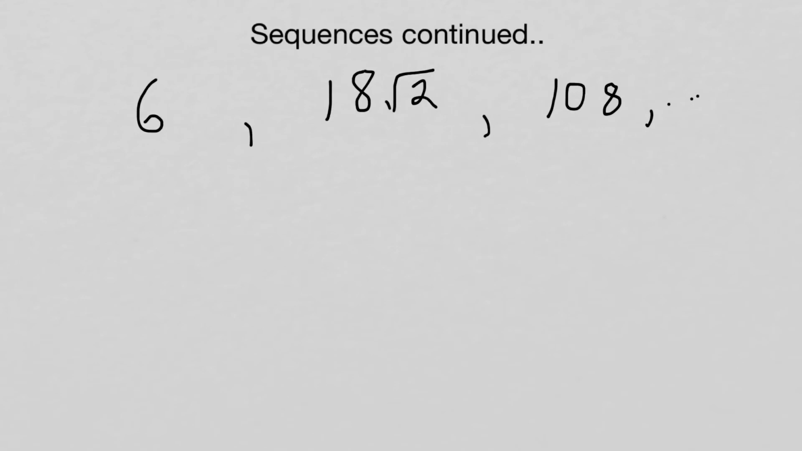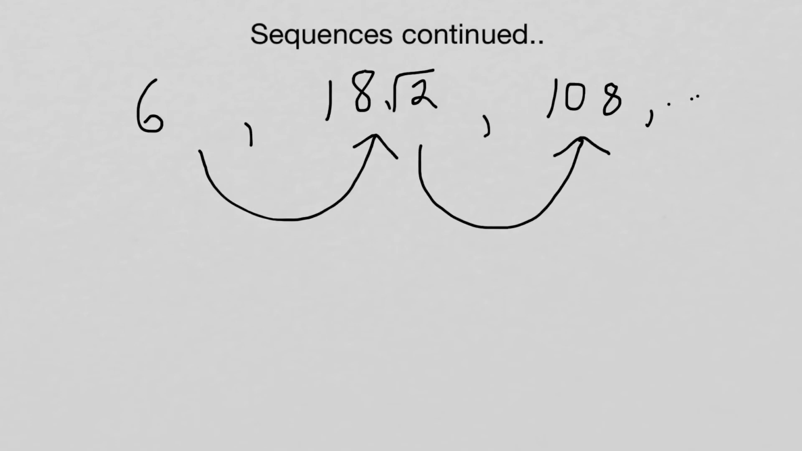All right, here's another one of those nasty square root problems. So we've got 16. The next one is 18 square root of 2. Then we go from there to 108. So the first thing we have to do is figure out what you multiply 6 by to equal 18 square root of 2. So this is going to be 6 times 3 equals 18 times the square root of 2. Check that out. 6 times 3 square root of 2 is going to be 18 square root of 2.